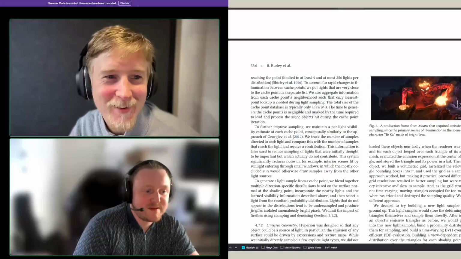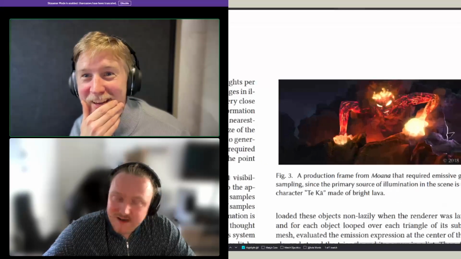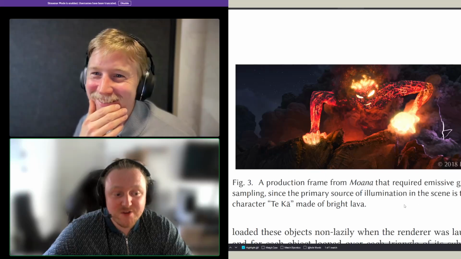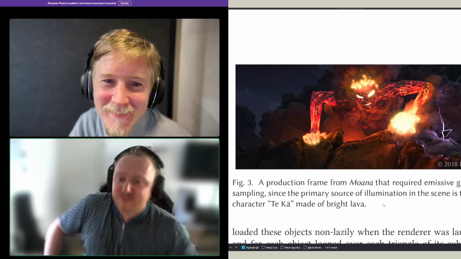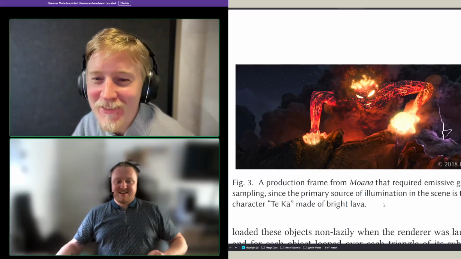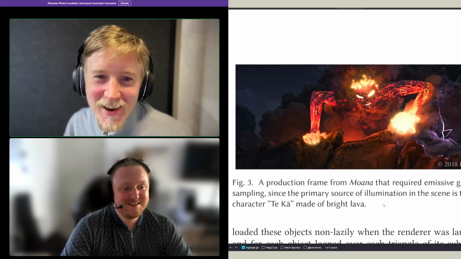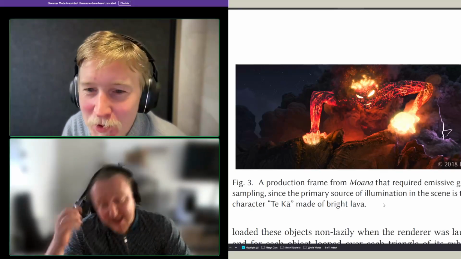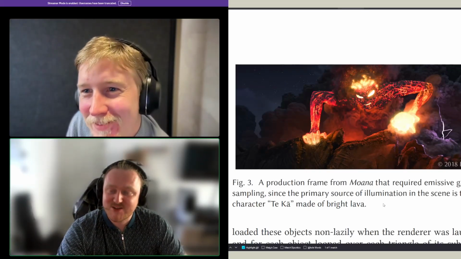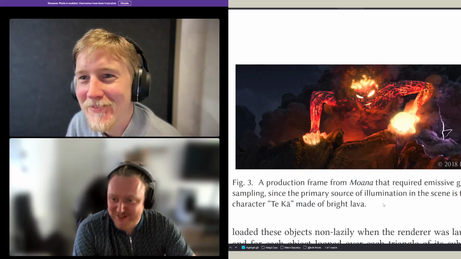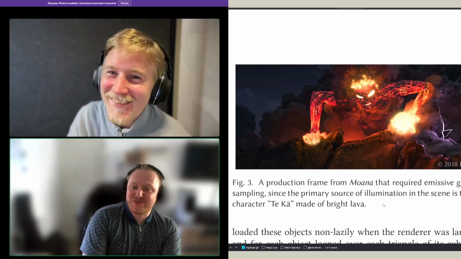The next picture is from one of my favorite Disney movies. The soundtrack's brilliant. It's from Moana, and is it Te Kā, the lava lady at the end? Yeah, so Te Kā is made of lava, a fire monster basically, but also covered in smoke with lightning coming out of it. So think about that in terms of the rays, the physics. Even the glow through the smoke.